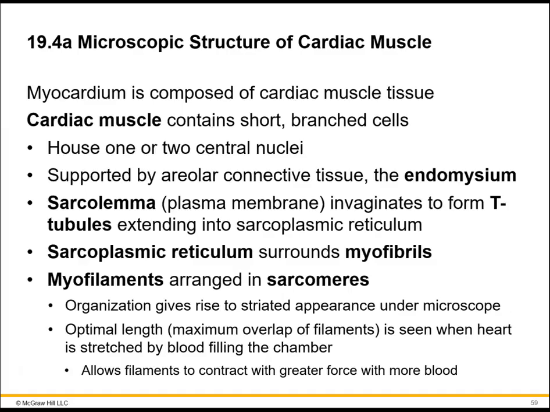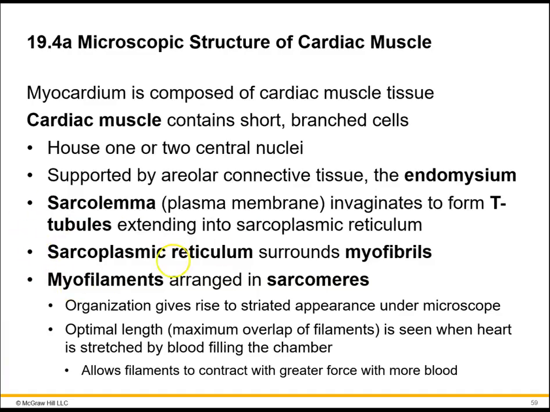These cells have one or two nuclei. They're supported by areolar connective tissue called the endomysium. These cardiac muscle cells have a cell membrane, of course, and that cell membrane is called the sarcolemma. That sarcolemma invaginates inwards towards the cell, and those invaginations are called T-tubules.